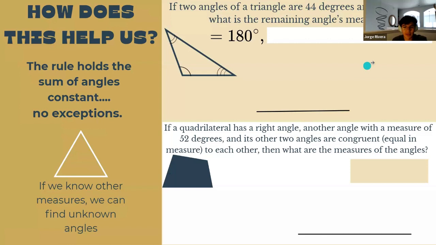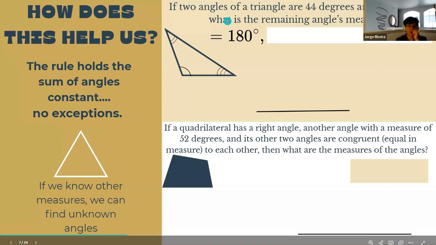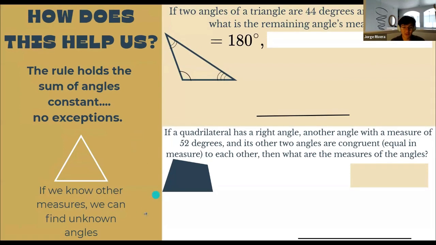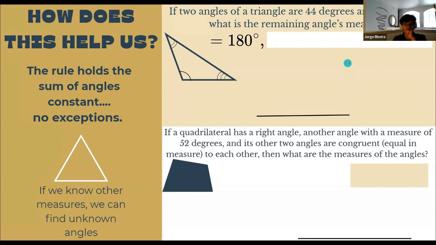All right. So this is where it starts to get a little complicated. So how does this help us, right? So the rule holds that the sum of the angles is constant. And so this means that there are no exceptions. So if we know other measures, we can find unknown angles. So for example, here, if 2 angles of a triangle are 44 degrees and 38 degrees, what is the measure of the remaining angle? So let's say this one is 44 degrees and this one's 38 degrees.